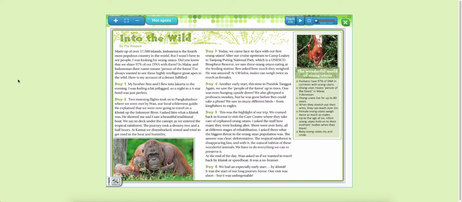So in this case, what happened? Sarah, when they are talking about the people of the forest, who are they talking about? When they say, we saw the people of the forest.